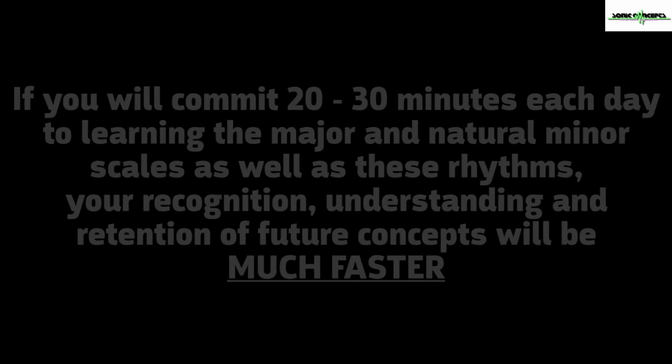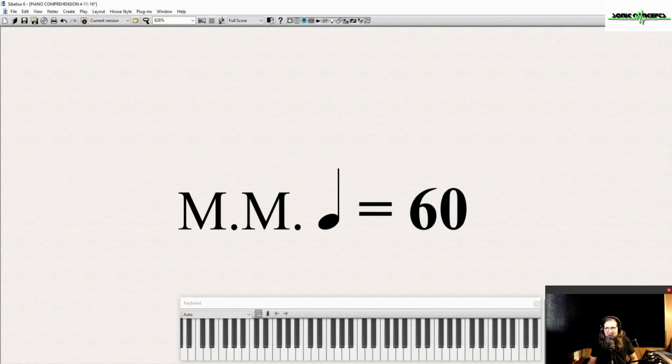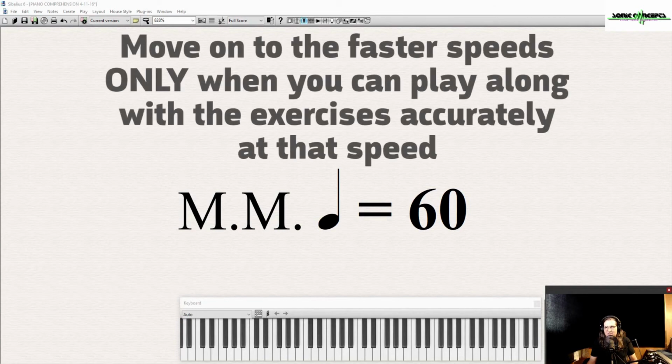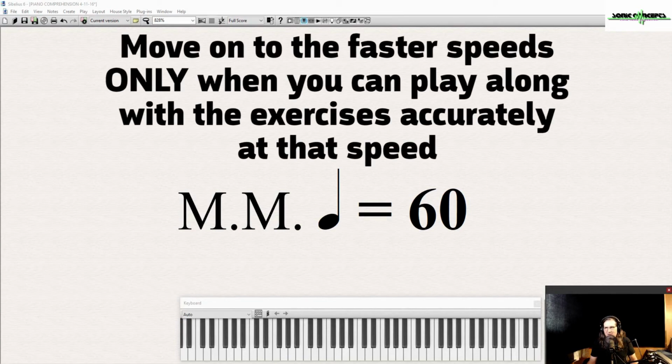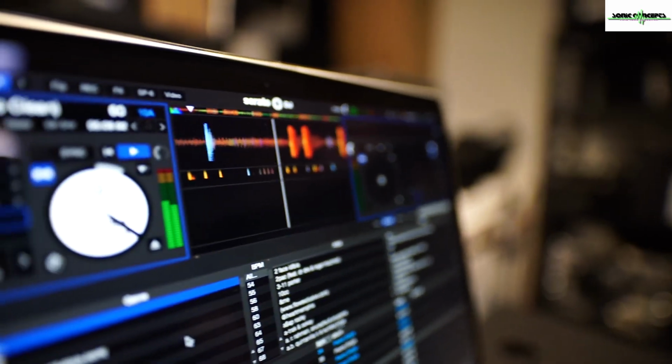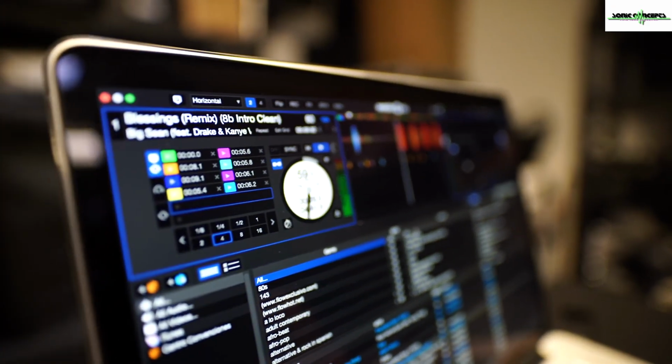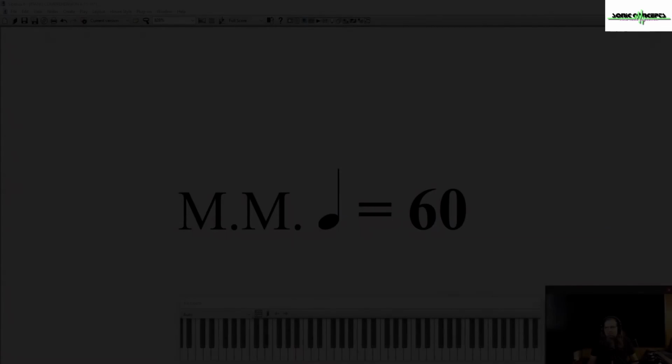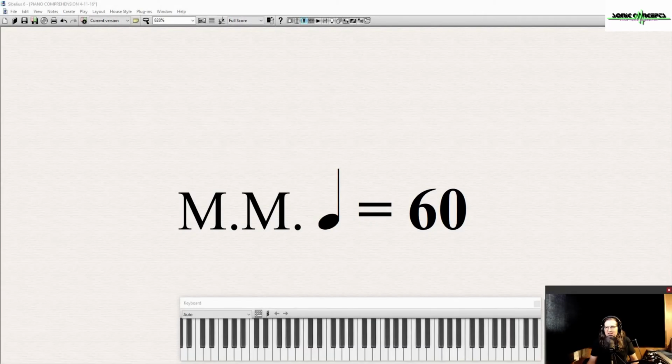There are 3 tempos: 60, 90, and 120 beats per minute. Start with the 60 beats per minute exercises and move on to the faster speeds only when you can play along with the exercises accurately at that speed. You might also try recording yourself playing along with the recordings to check your accuracy and timing. Do not move up to a faster speed until you are able to play the exercise accurately at the slower speed.